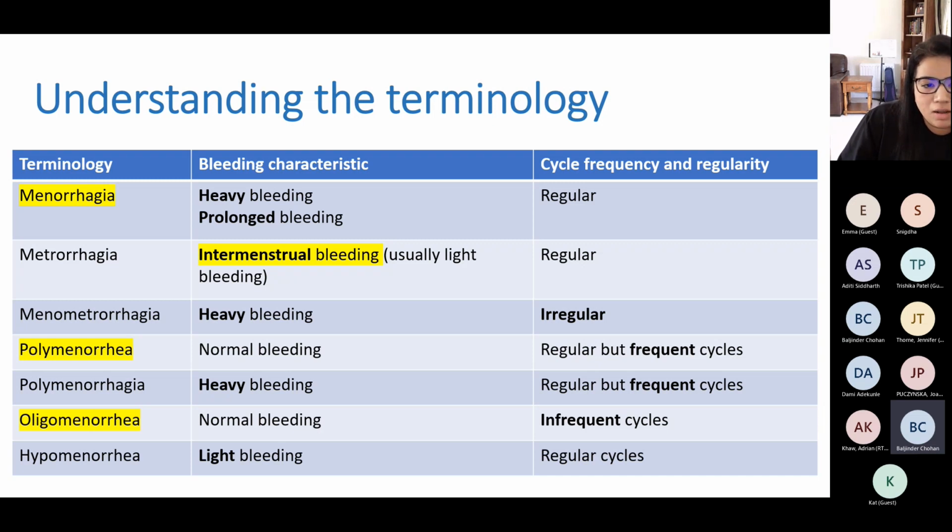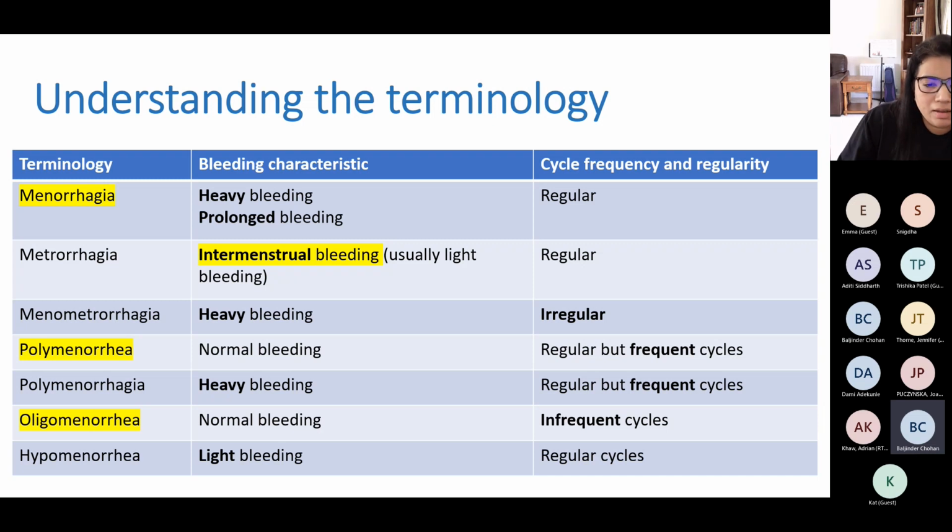Polymenorrhea is having normal periods, normal bleeding, but having very frequent cycles, less than 21-day cycles. Again, it could be ovulatory. It could be that their proliferative phase is very short, and that's why they're having polymenorrhea. Polymenorrhagia is pretty much the same, very frequent cycles, but they have heavy bleeding during the time when they do have the period.